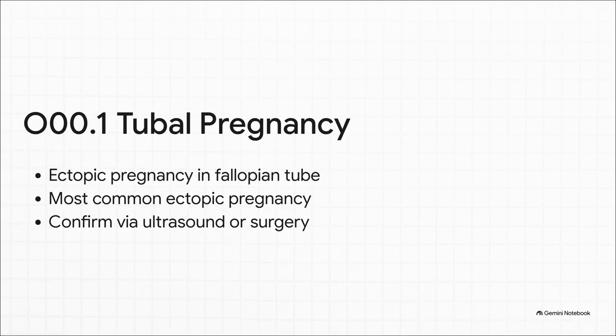But here's the kicker for us coders. Your accuracy here relies entirely on having ultrasound or surgical findings clearly documented in the chart. You literally cannot assign this code just based on a clinical suspicion. Here's a quick pro tip for your workflow. If you see O00.1 marked as suspected in the progress notes, don't just take it at face value. Go cross-reference the radiology or operative reports to confirm it before you drop that code. It'll definitely save you from an audit later.